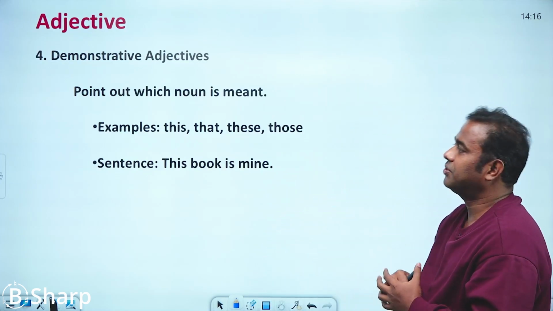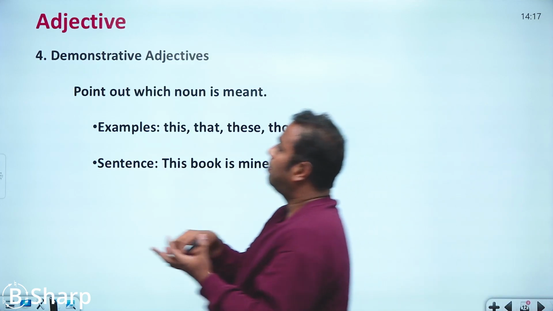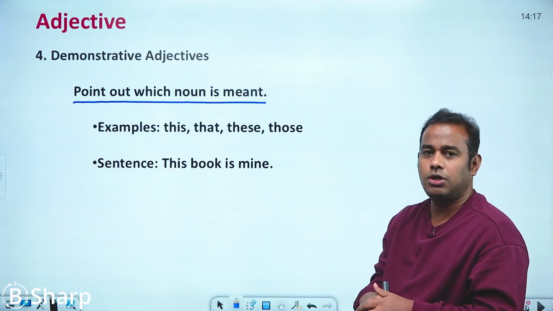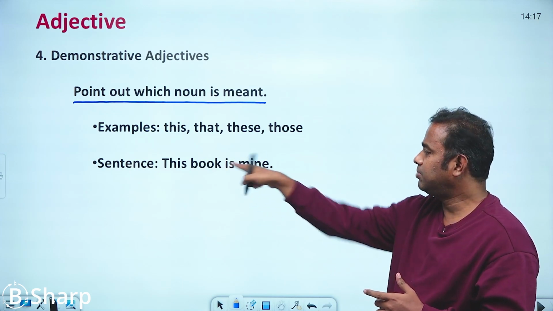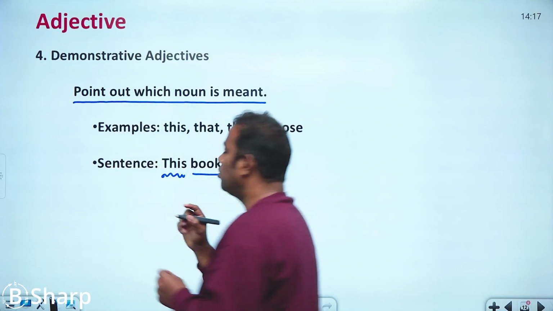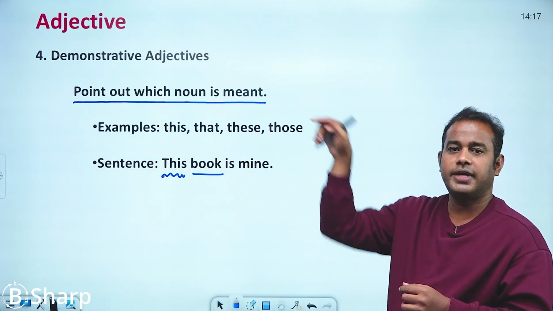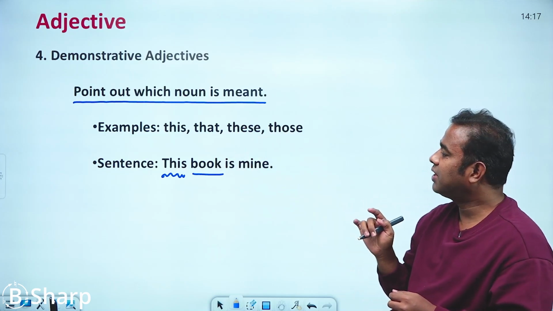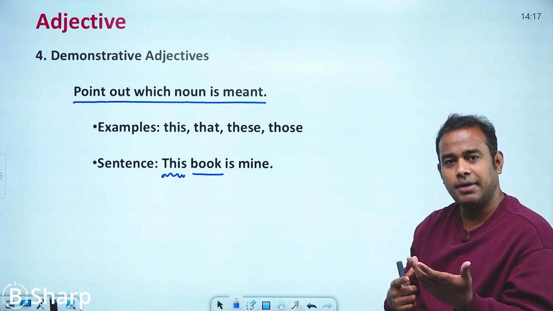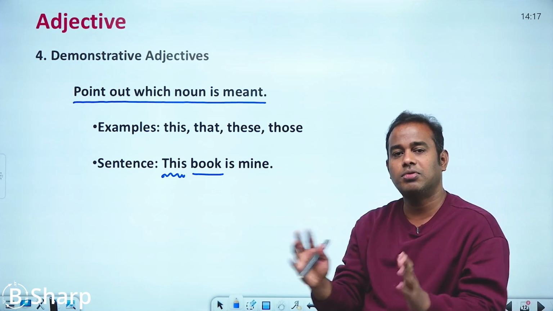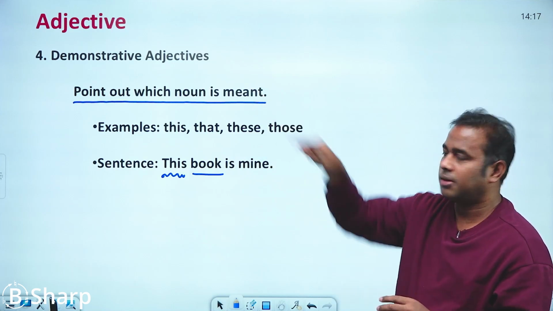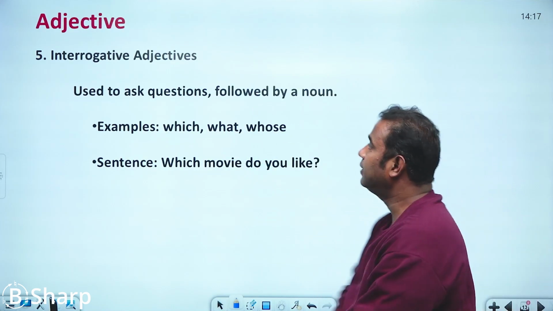Now the demonstrative adjective points out which noun is meant. What do I mean by which noun is meant? This book is mine. You have several books, but among them you are pointing out a specific book, and that specific book is yours. If you have the specific name of the book, it becomes a noun, but when you don't know that name, all the books are the same and you want to point out one, you can use the demonstrative adjective, this one word.